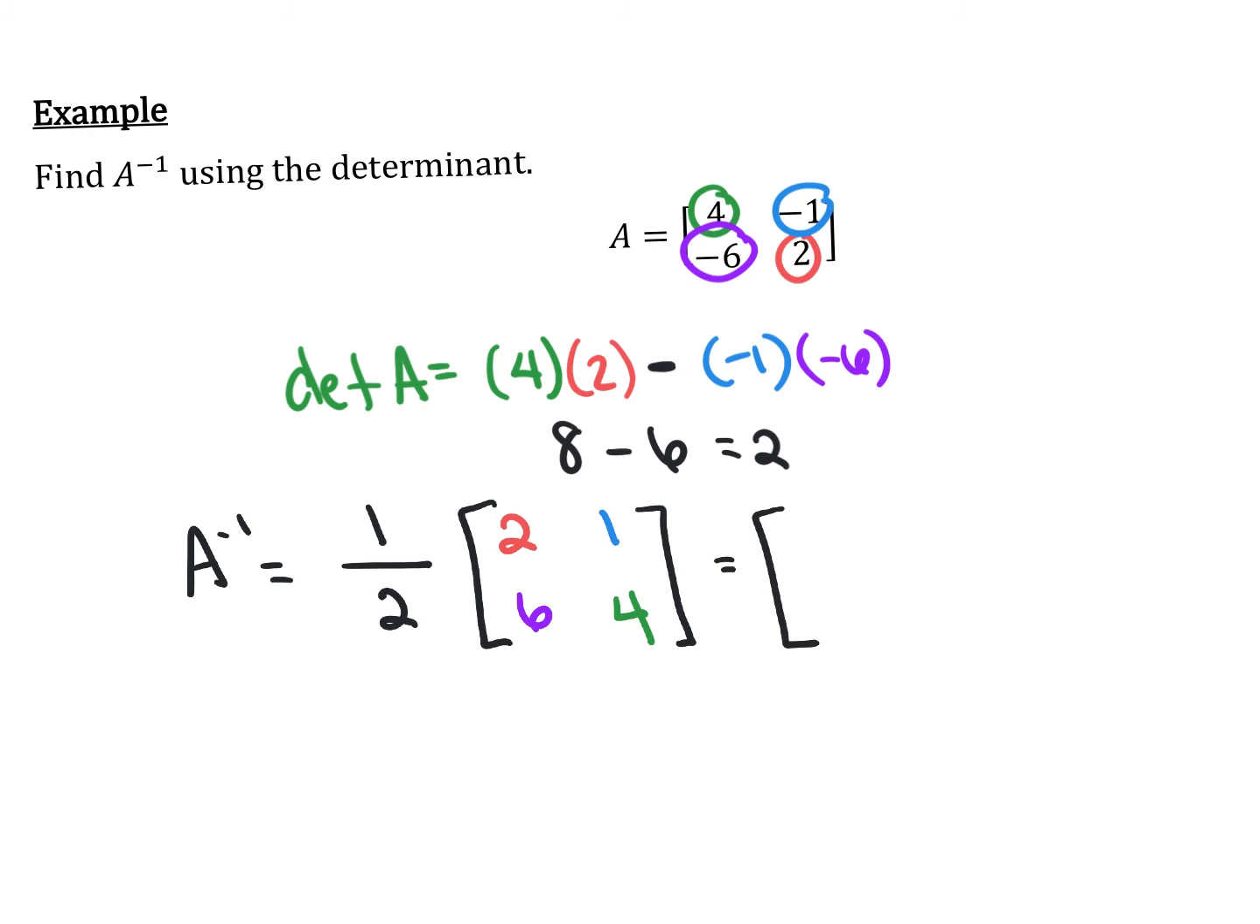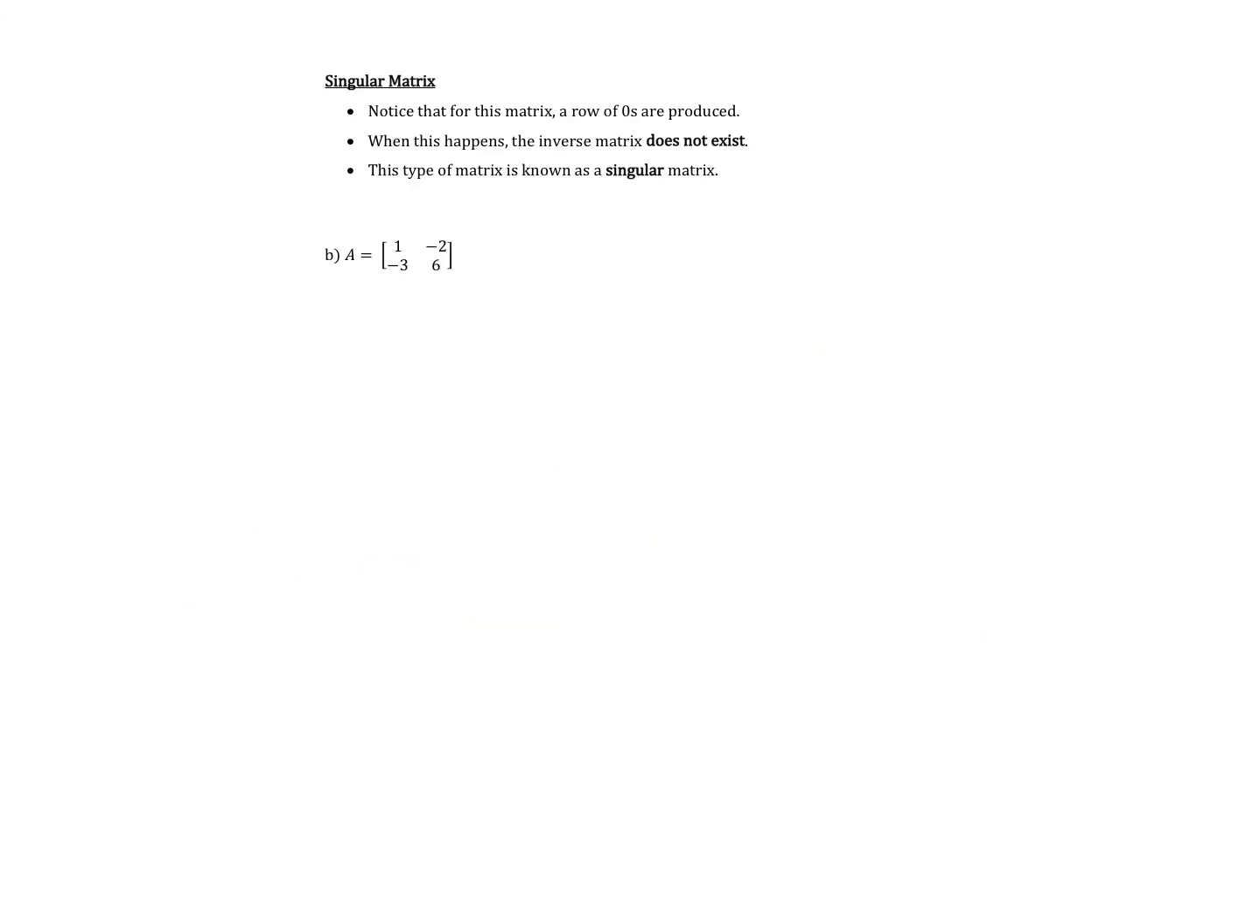And we get 2 times a half, 1. 1 times a half, 1/2. 6 times 1/2, that's 3. And then 1/2 times 4, that'll be 2. In the original matrix that we did earlier, we got these exact same values for our inverse. So let's try to find the inverse of this matrix here.